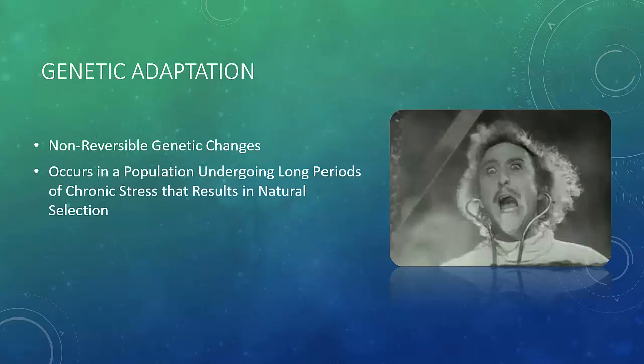All right, and the final type of adaptation is genetic adaptation. These are non-reversible genetic changes and resulting phenotypes in a population when undergoing long periods of chronic stress that results in natural selection. And this is what we're going to focus on in this module.